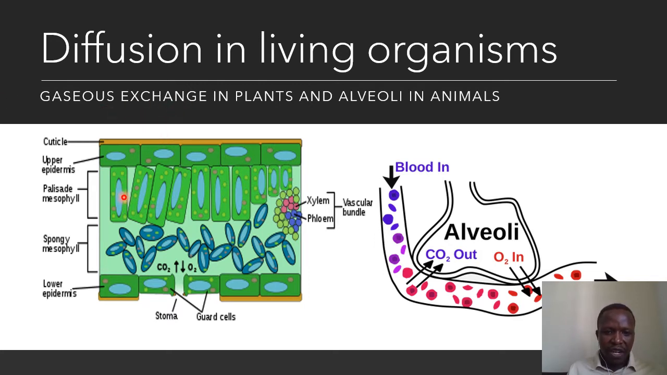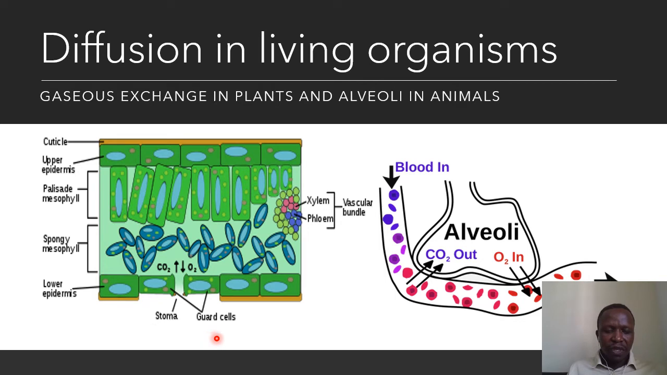Looking at this diagram of the inner structure of a leaf, we are able to observe carbon dioxide coming into the spongy mesophyll through the stoma. At the same time, we are able to observe oxygen from the internal structure of the leaf coming out through the stoma. How is that possible?